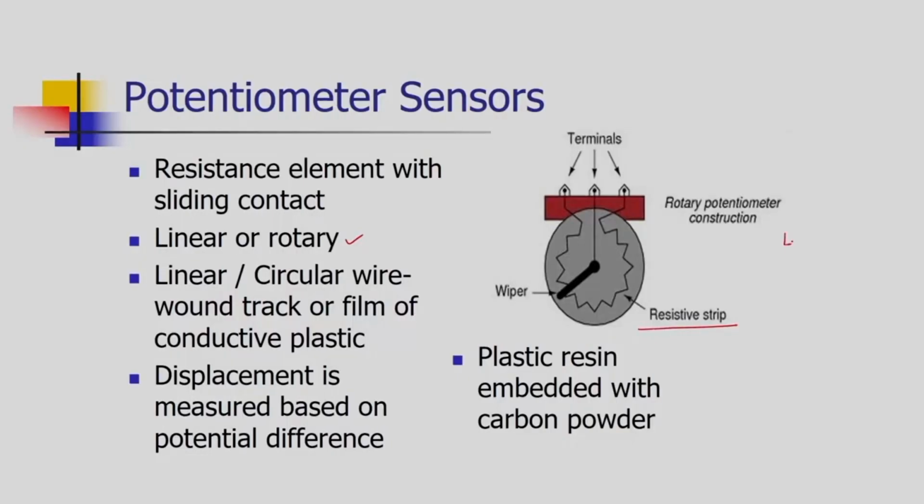A typical linear potentiometer has a long wire and there is a slider. Such a long wire based linear potentiometer is difficult to handle, it is tedious, and we cannot use this as a sensor. So, for that purpose, the rotary types of potentiometers are used as sensors.